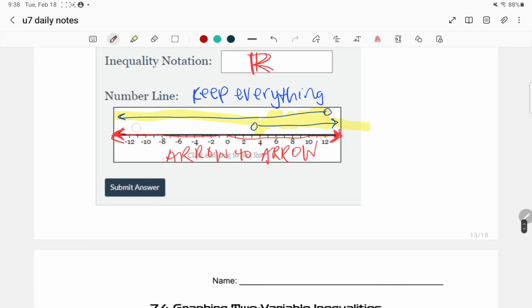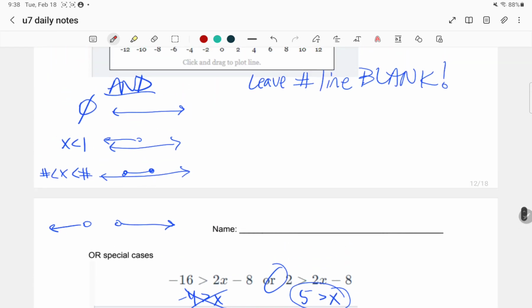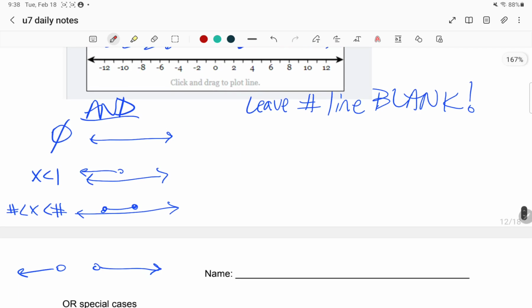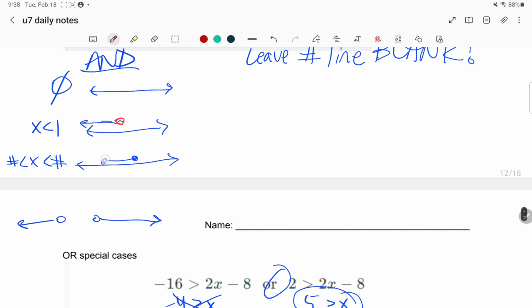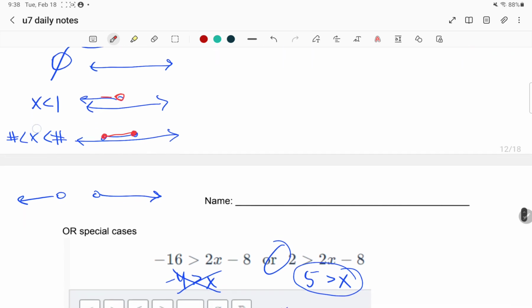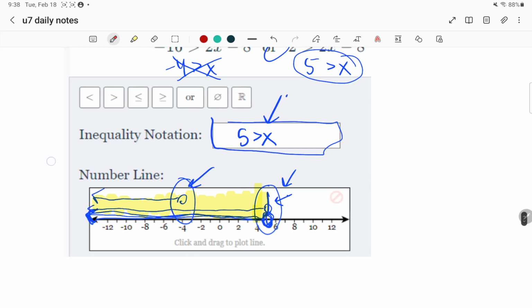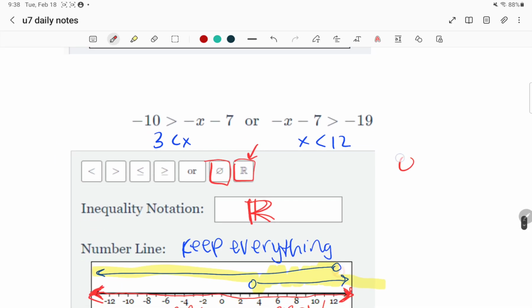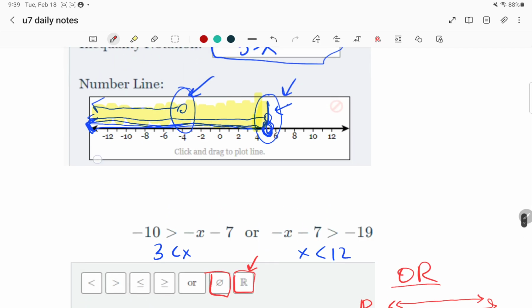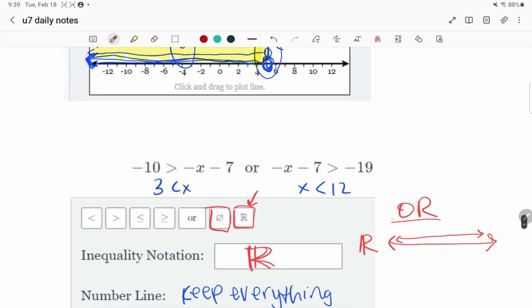So again, to recap, your ands, you can have no solution where the number line is empty. You can have x is less than 1 like this, where you have one arrow going one way, or you can have Baymax's eyes. Those are your 3 options on Delta Math. Those are your 3 options for an and in general. Okay. For an or, that's when you keep everything. You can have literally everything, all real solutions. Your graph goes from arrow to arrow. You can have our one up here where you have one arrow going one way.